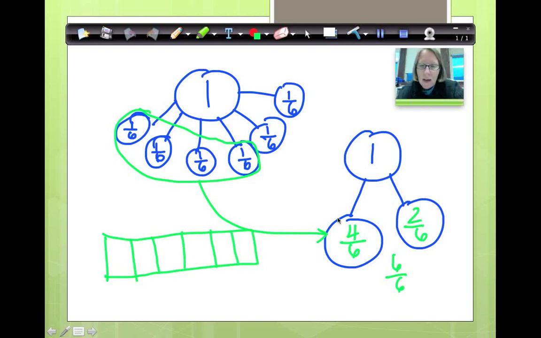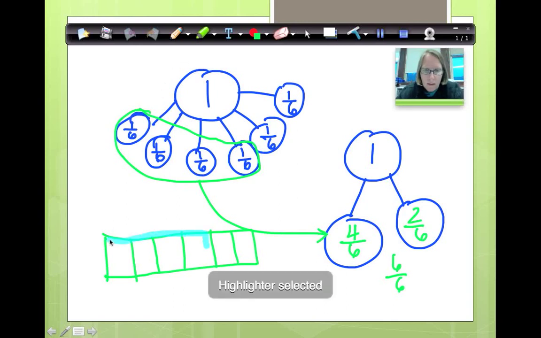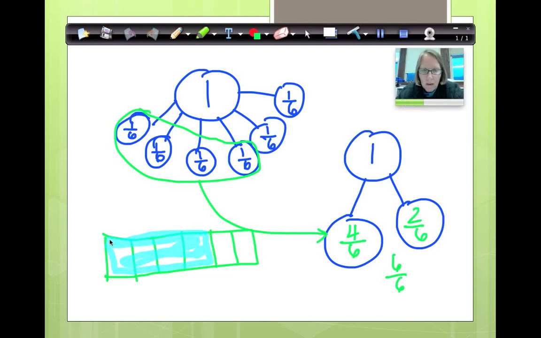If I have 4 sixths and I add 2 more, I will have 6 sixths. If I have 1, 2, 3, 4, 5, 6, 6 sixths, I have 1 whole rectangle. I'll have the whole thing covered, wouldn't I? All right, so one way of saying whole is just 1.